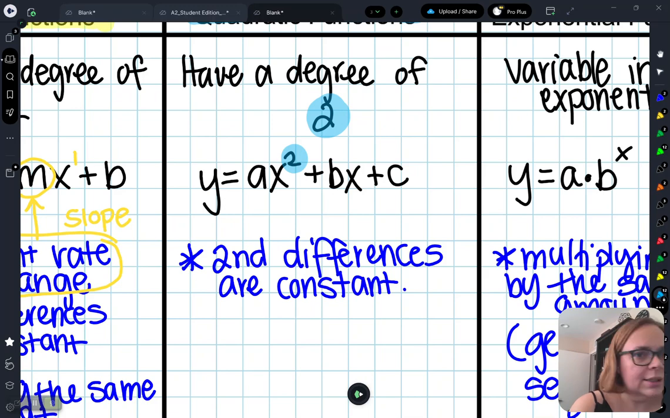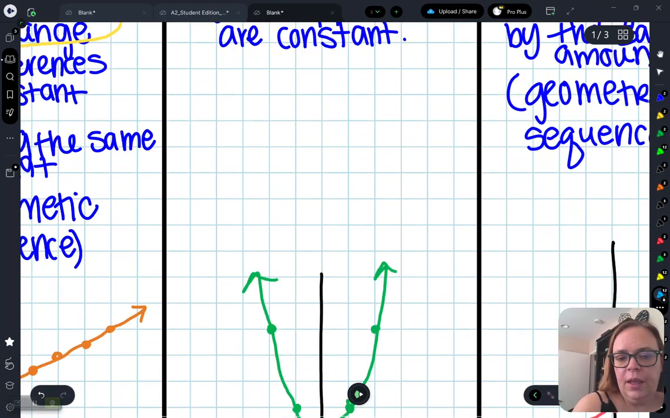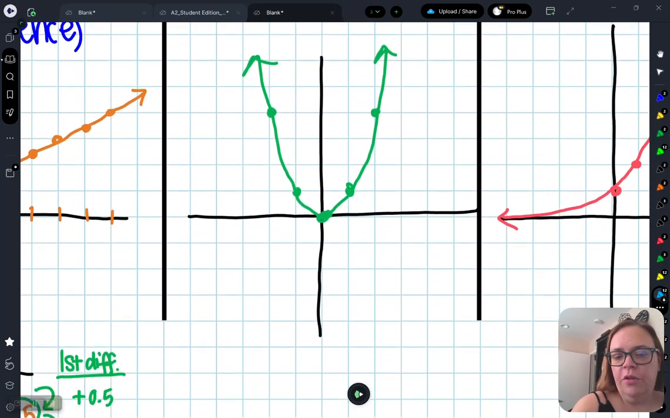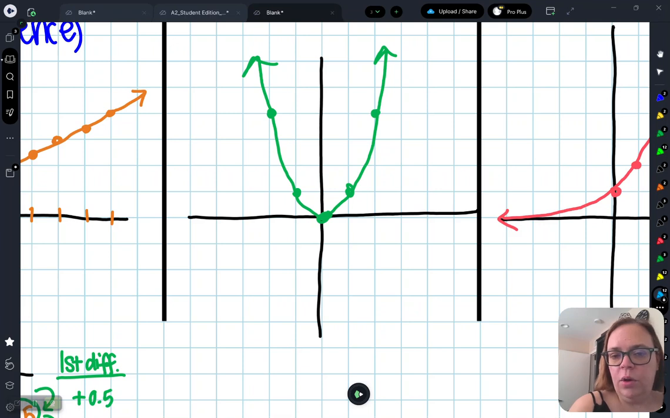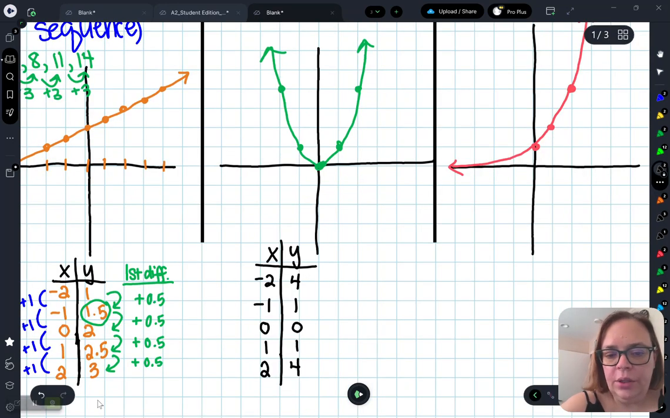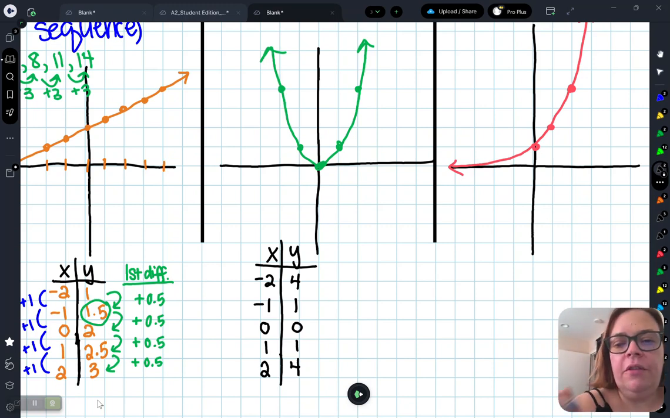So what is the second difference? Well, let's make a t-table for this guy. This is what a quadratic looks like when it's graphed. It's essentially what you may remember as a parabola. I'm going to go ahead and make a t-table for this, and we'll see why the second differences are constant. Here's our t-table for the graph, the parabola that you see there. It's just a basic function of x squared, the simplest parabola.